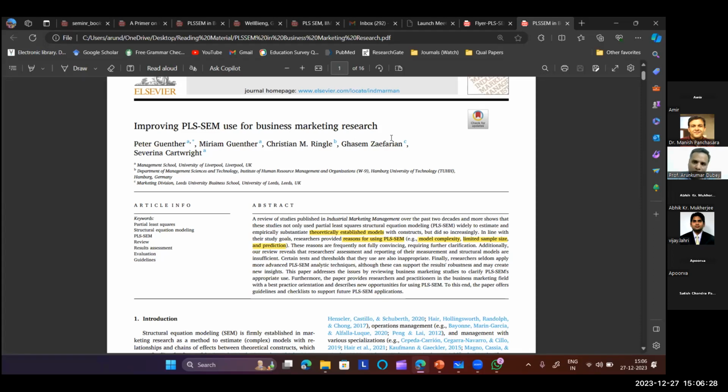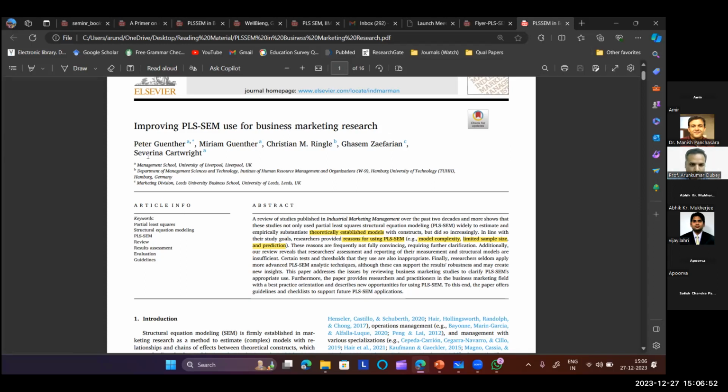The first argument that people use or write in their research paper in defense of PLS-SEM is the limited sample size. My sample size is 250, or let's say 180 or 220. So my sample size is limited. That's why I'm using PLS-SEM. See, PLS-SEM is designed to work for limited sample size, no doubt about it.